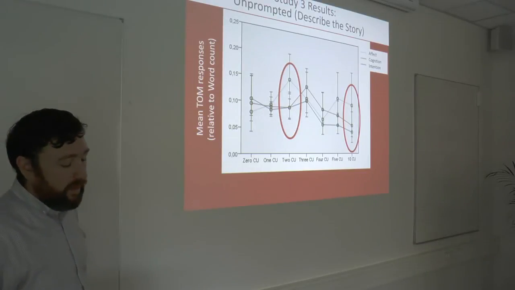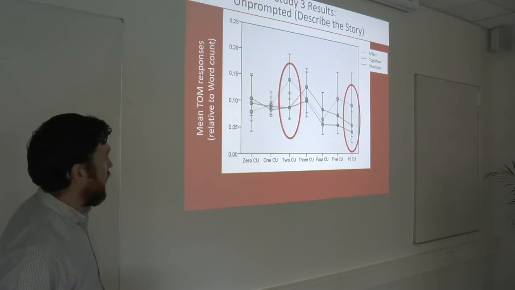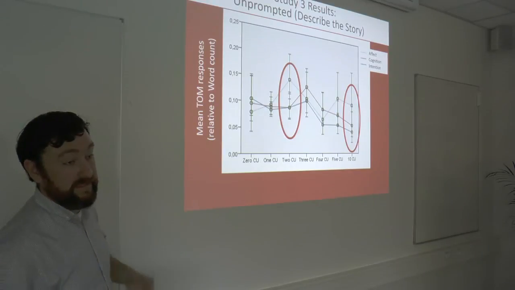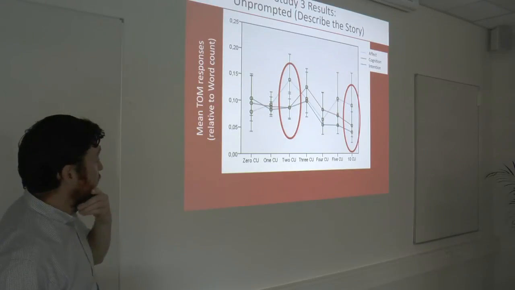So at the 2 close-up condition, it looked as though affective theory of mind was significantly higher than the other types. And the same effect was observed in the 10 close-up condition.